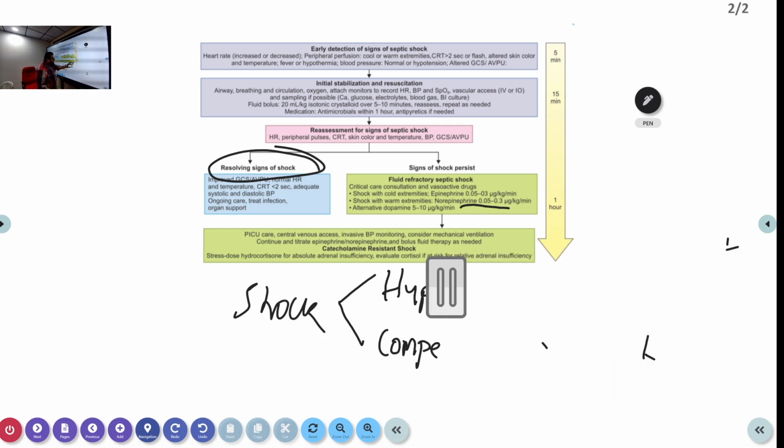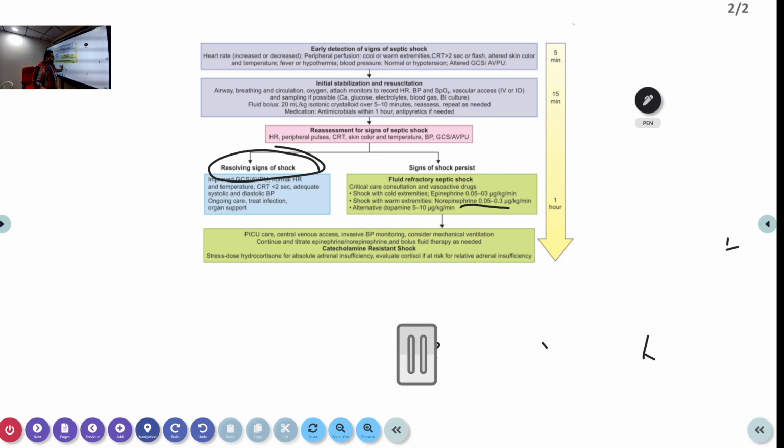So what we have said, depending upon the patient's periphery, whether we are dealing with a cold shock or a warm shock, or else if you do not have norepinephrine or epinephrine, alternatively you can use dopamine also, 5 to 10 microgram per kilogram per minute. That is an alternate regimen that you can use. Then this patient should be shifted to the ICU.